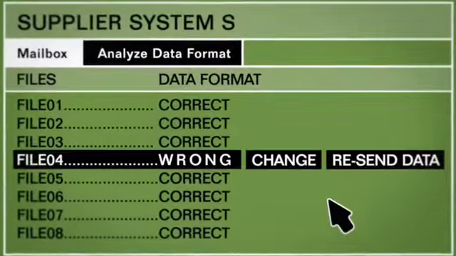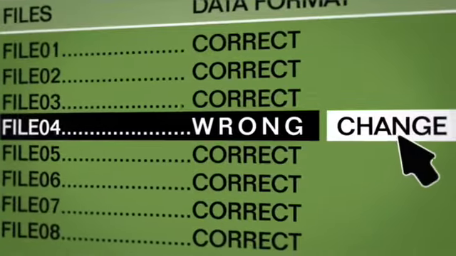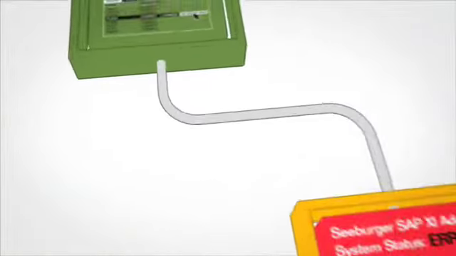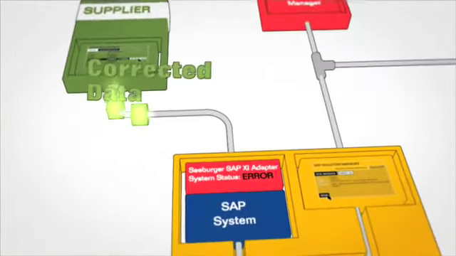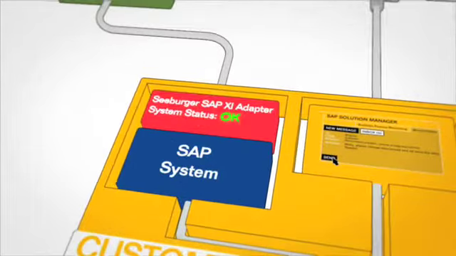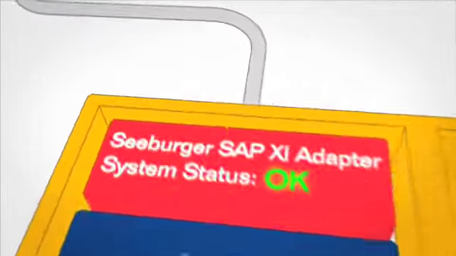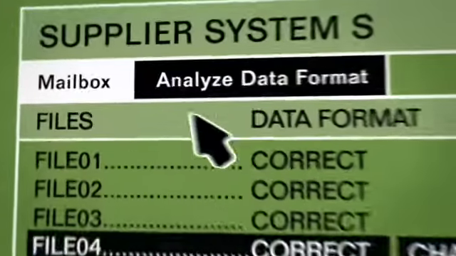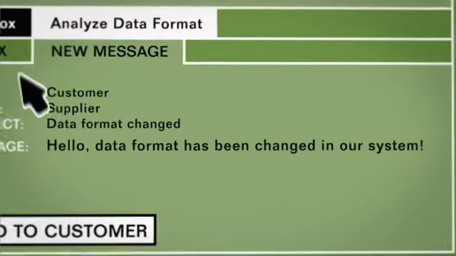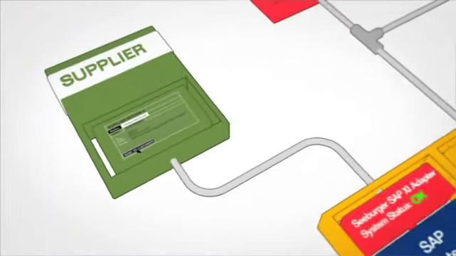After having read the email from the customer, the supplier changes the data format of the data. Then the supplier resends the data to the customer. After having sent the data to the customer, the supplier reports that the data format has been changed and the data resent.